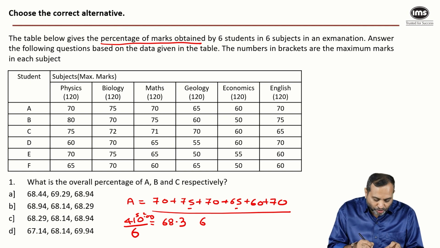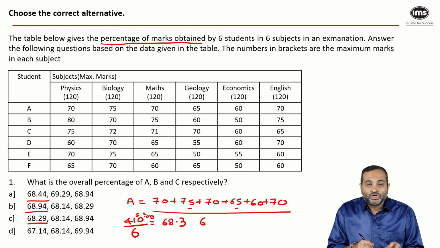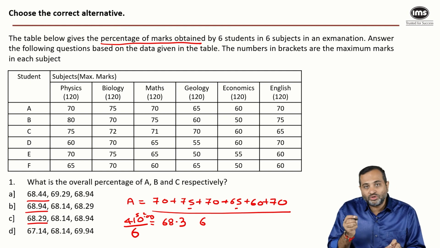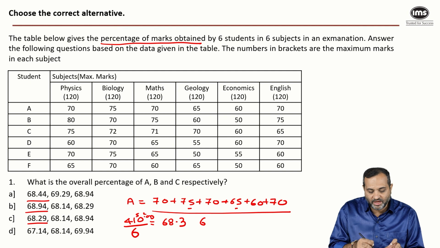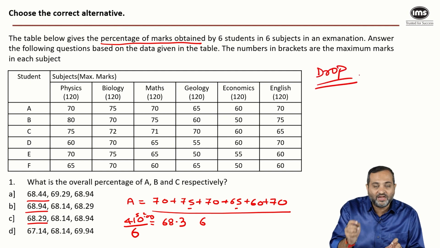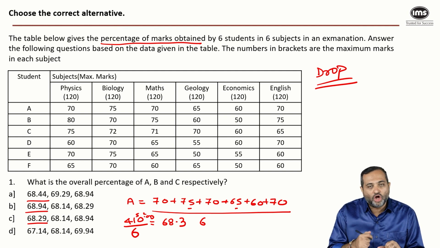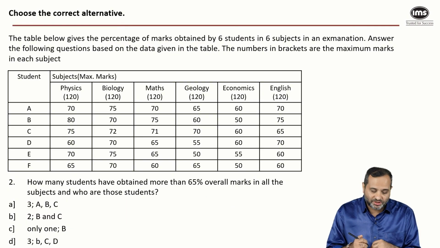Now I am looking at the options. None of the options is 68.3. So this is why the answer to this particular question is not there in the options. So this question has been dropped by JIPMAT in the actual test, because the actual answer is not given in the options. There are 2 questions in this LR section that have been dropped. This is one of them. Let's look at the next question.